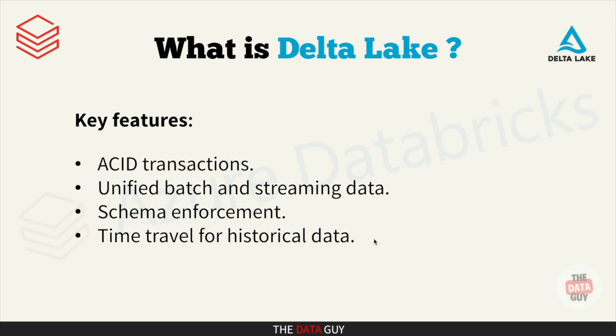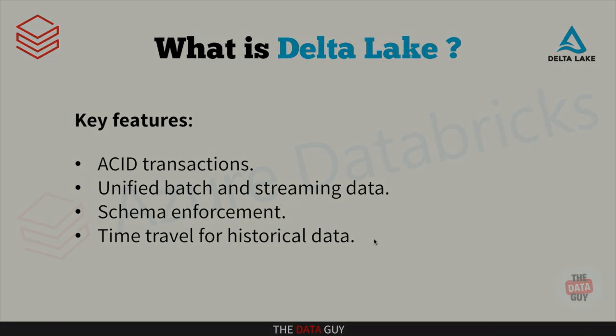Fourth one is time travel. Imagine you could go back in time and access how your data looked last week or even last month. Delta makes this possible with time travel. It keeps a version history of your data, allowing you to query past states or rollback changes. It's perfect for debugging and audits.